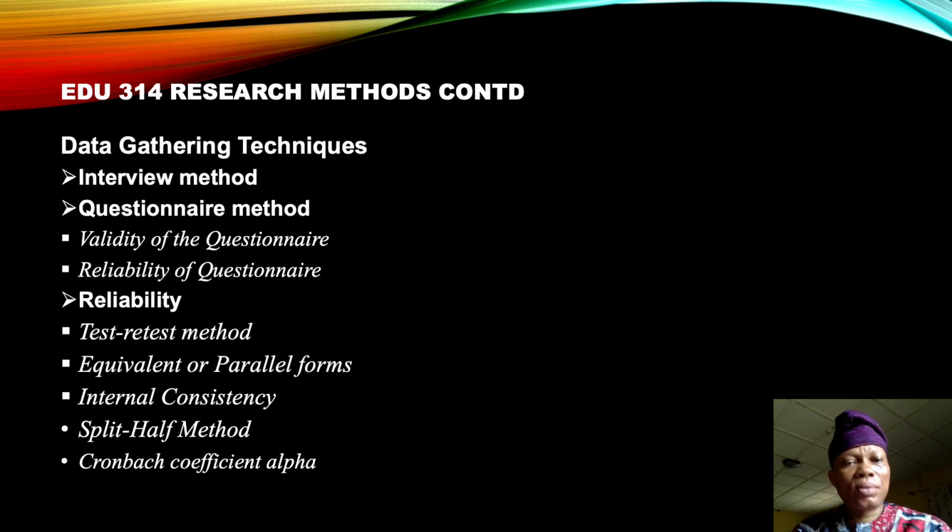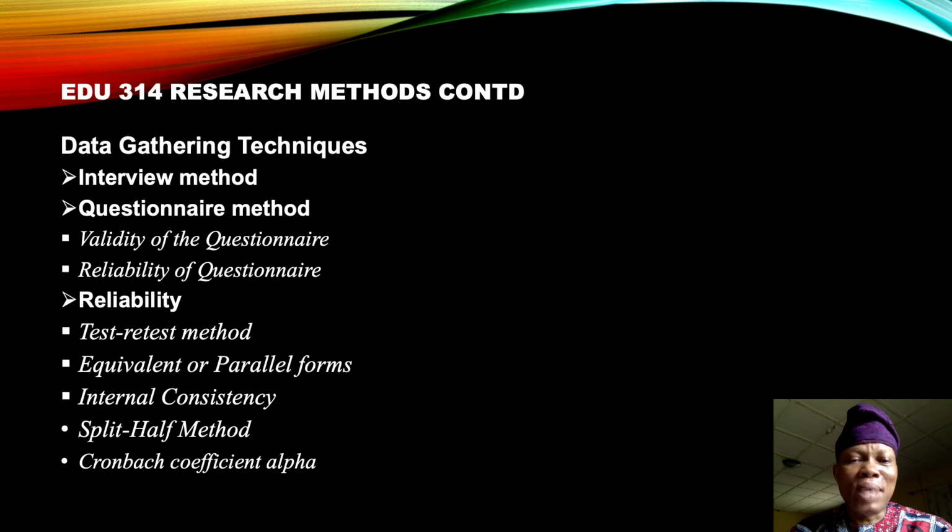We have the interview method, which I told you is used to seek the opinion on a certain subject or matter. You go to the target population and interview them one-on-one. The other one is the questionnaire method. You want to know the opinion of your target population on an issue, maybe the conception of science teachers about STEM education. Whatever you want to know about STEM education from those teachers, you will put them down.